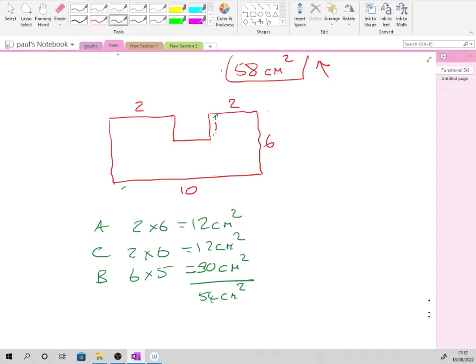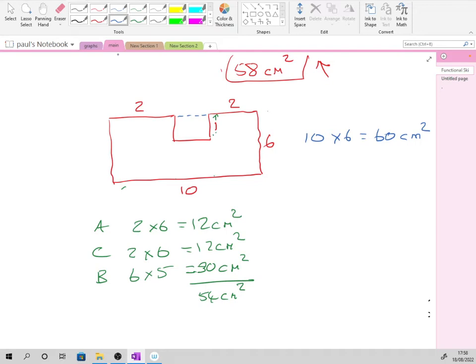A different way round. We could imagine that filled in, and work out the area of the whole thing, which would just be 10 times 6, which equals 60 centimeters squared. So that would be the whole thing, with that bit not taken out. If we can work out the area of that little bit and take it away from 60, we should get the answer for this big U-shape.